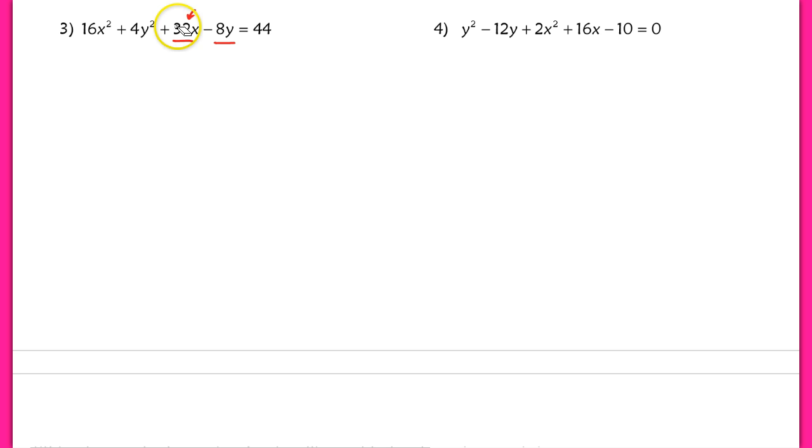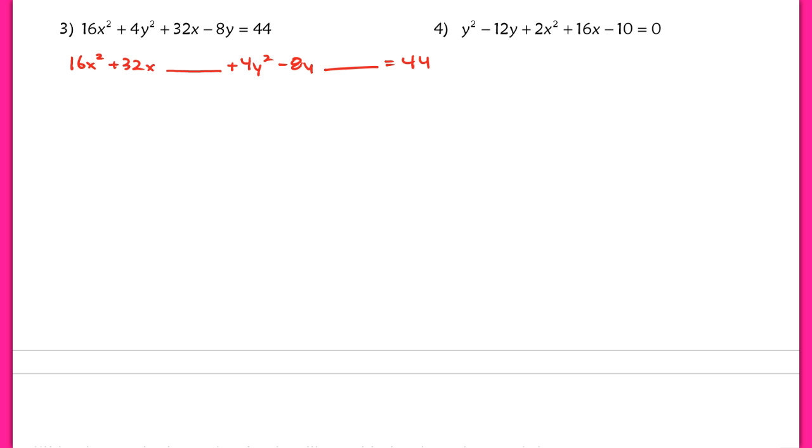Now what I'm going to do is group those x terms together. So I have 16x squared plus 32x. I'm going to leave myself some space here. Actually, we have to do something special before we even leave ourselves space. And then we have 4y squared minus 8y. And again, I'm going to leave some space here, and then equals 44.